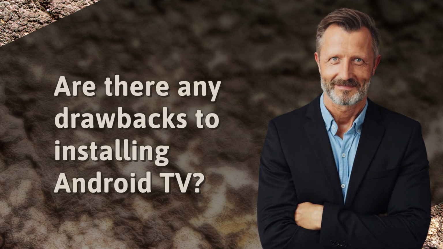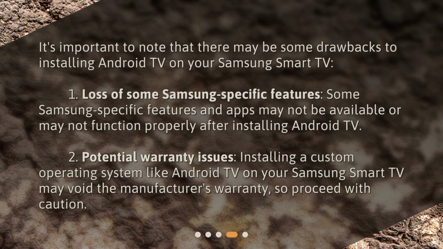Are there any drawbacks to installing Android TV? It's important to note that there may be some drawbacks to installing Android TV on your Samsung Smart TV. 1. Loss of some Samsung-specific features. Some Samsung-specific features and apps may not be available or may not function properly after installing Android TV. 2. Potential warranty issues. Installing a custom operating system like Android TV on your Samsung Smart TV may void the manufacturer's warranty, so proceed with caution.